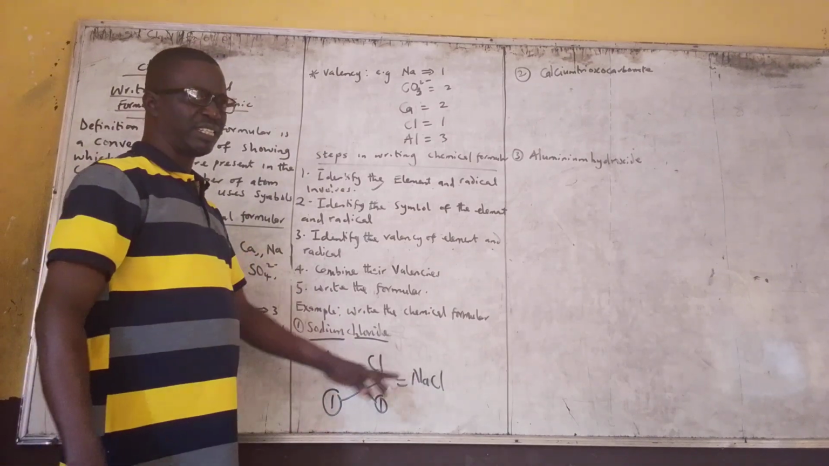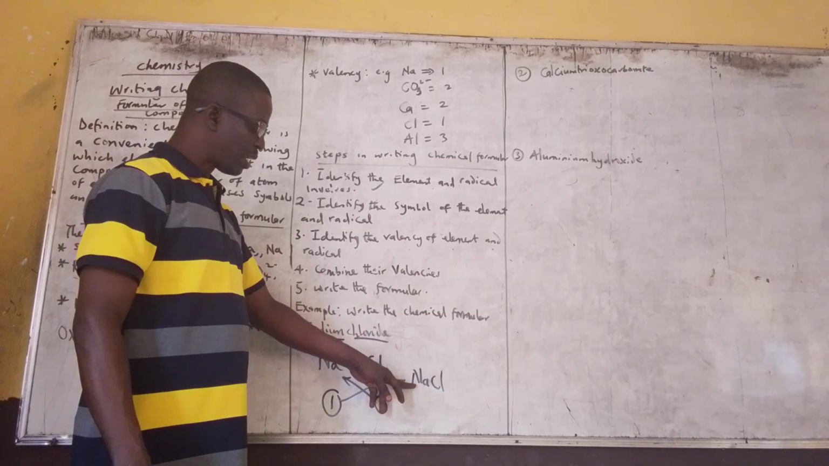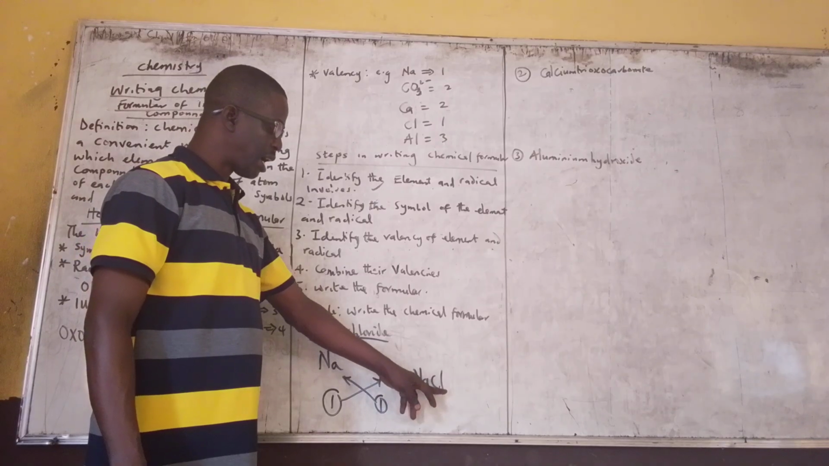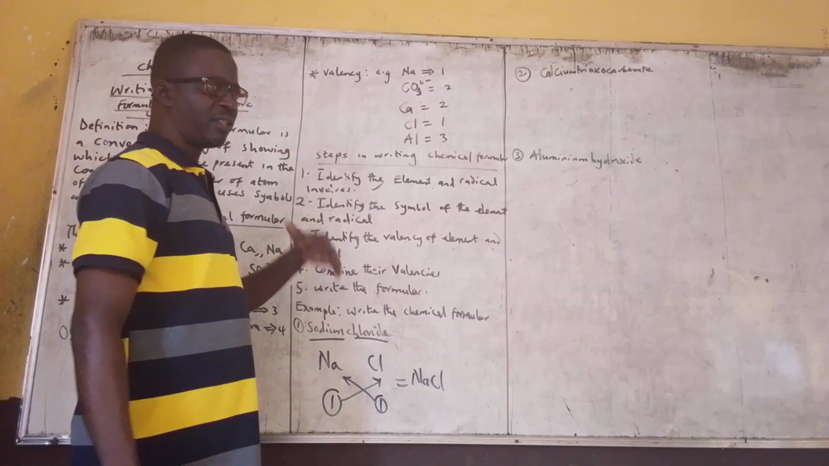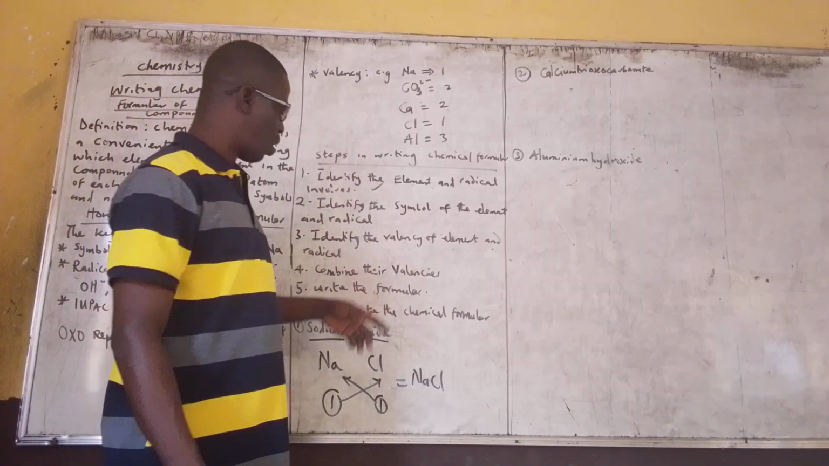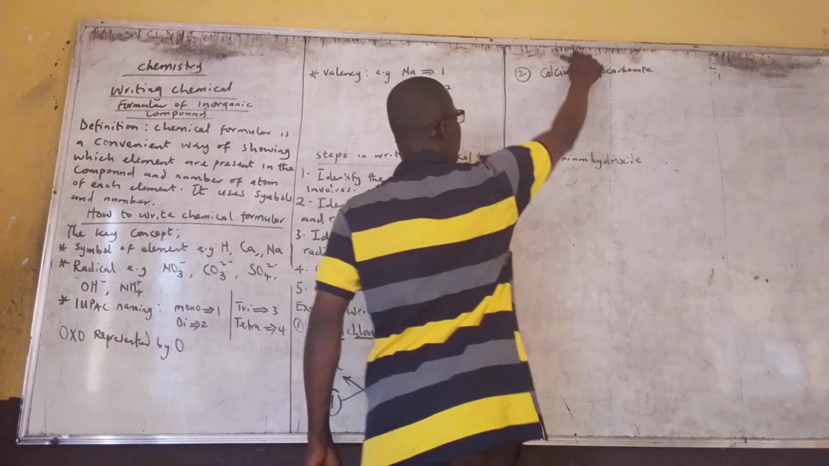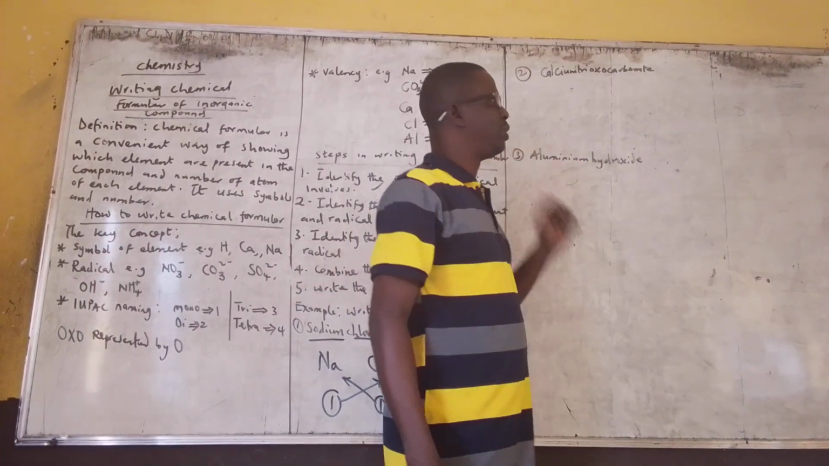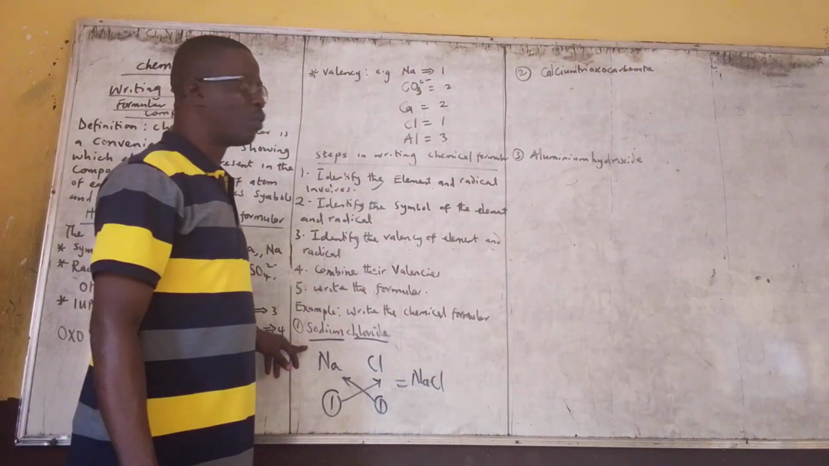So it must be written in the correct symbolic form of that element. Capital letter N and small letter a, capital letter C and small letter l. Let's move further to another level that is greater than this in the calculation. So let's look at this. Calcium trioxocarbonate. So this is a little bit more advanced than the previous one.